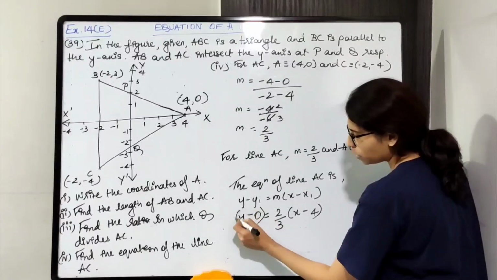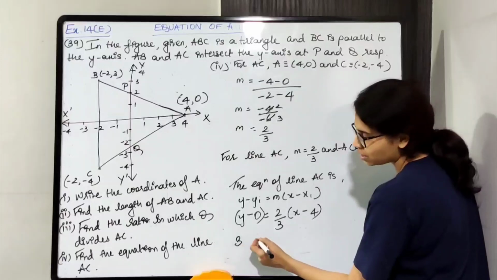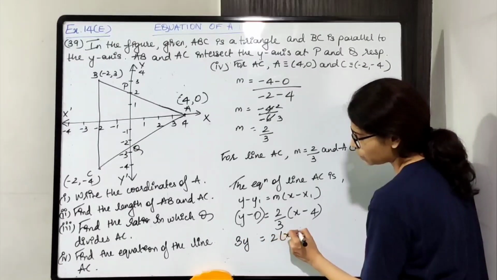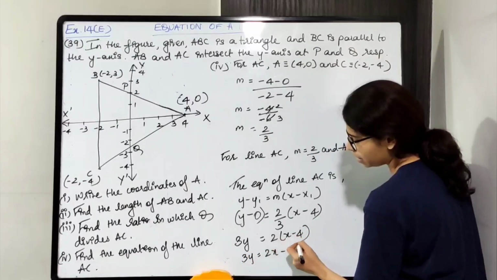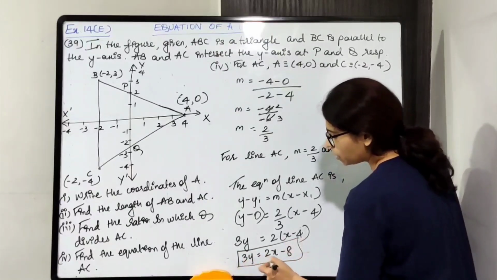3 will shift over here, so just put brackets. 3 into y minus 0 is nothing but y, so 3y हो जाएगा and 2 into x minus 4, so 3y is equal to 2x minus 8. Okay, box this will be the equation of the line.